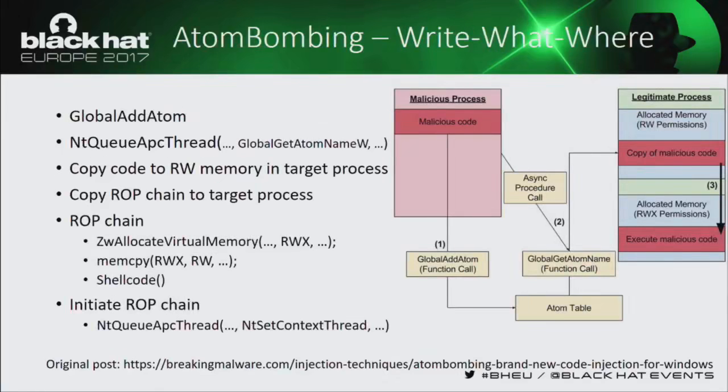Now, atom bombing works by basically having a malicious process store code in the global atom table. This is done by using the GlobalAddAtom API. Then we have a legitimate process, and we issue an APC call, or an asynchronous procedure call, to the legitimate process, thereby forcing it to retrieve the code from the atom table and store it in its own memory in a read-write location. At which point we go on to do some return-oriented programming to allocate virtual memory that is executable, copy the memory from the read-write section to the executable memory, and then finally execute the shellcode.